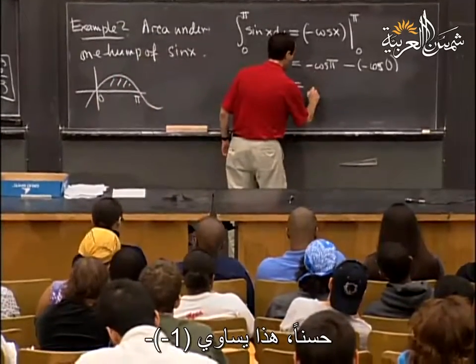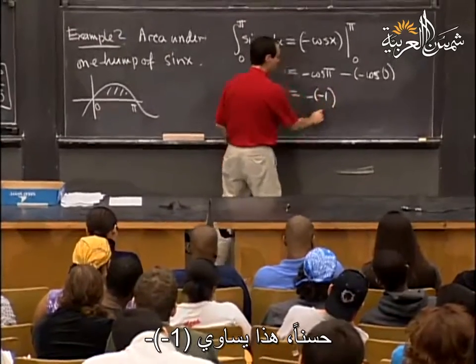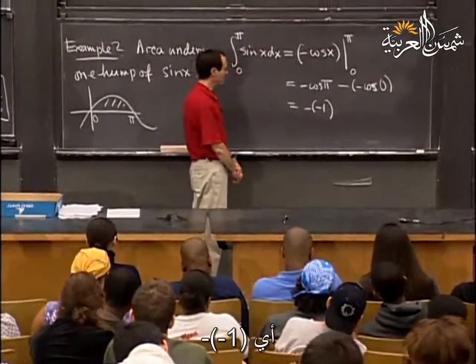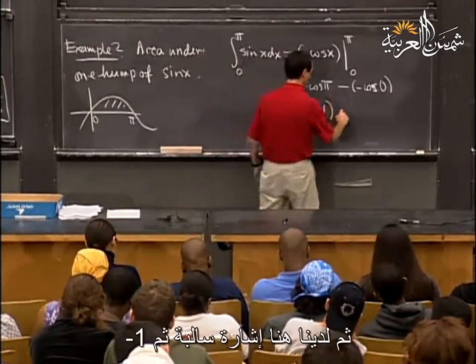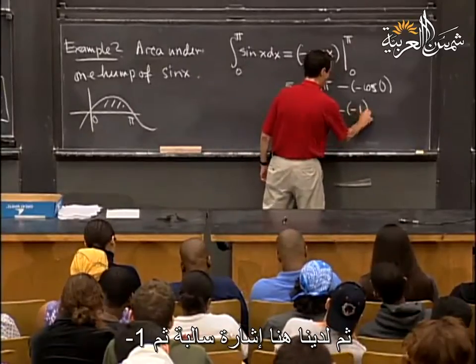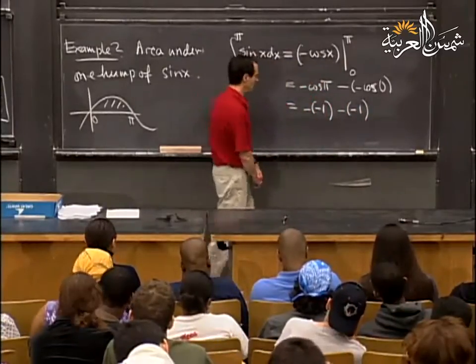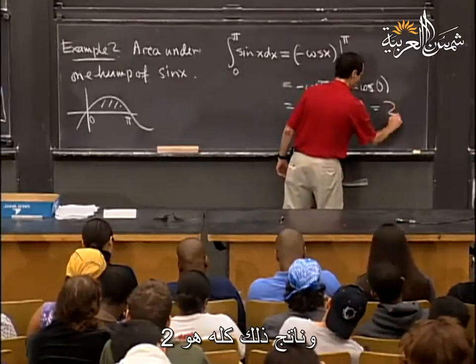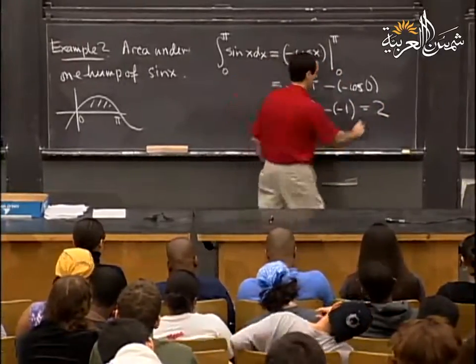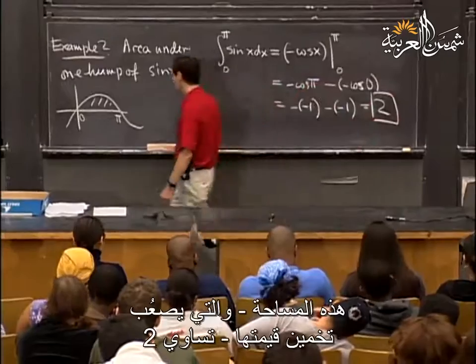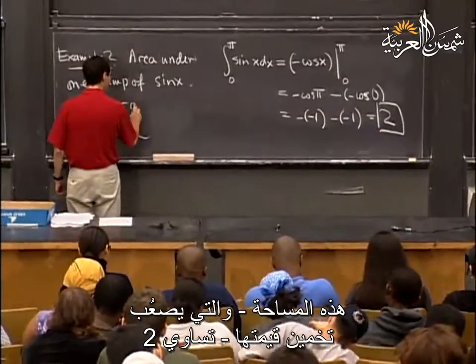All right? So the next one is that this is minus 1, minus negative 1, if you like. And then this is minus, and here's another negative 1. All right? So altogether, we have 2. So that's it. That's the area. This area, which is hard to guess, is area 2.